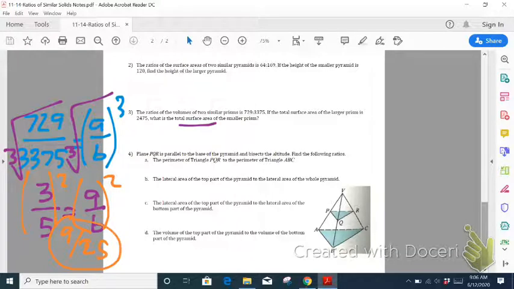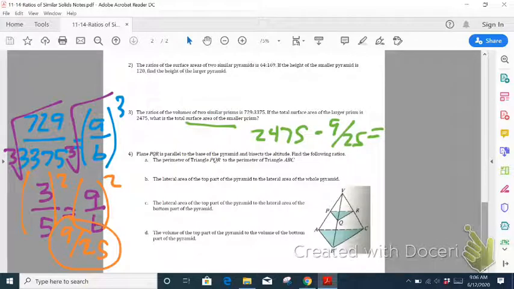Alright, so now we're going to take that 9 over 25, and since we're finding the surface area of the smaller prism, we're going to take 2,475 and multiply it by 9/25, because that's less than 1. If we were finding the larger area, we would do 25 over 9. Alright, and then we type that in our calculator, and we get 891 square units as the surface area of the smaller prism.